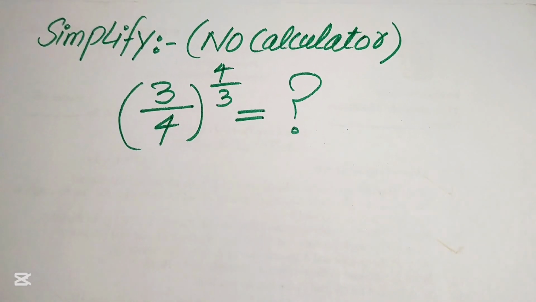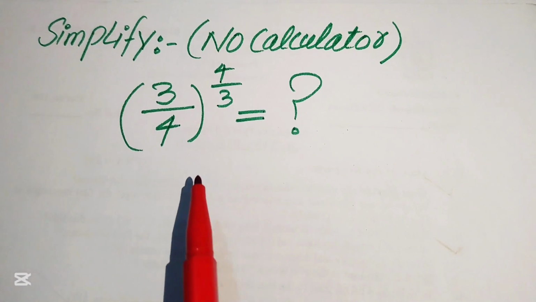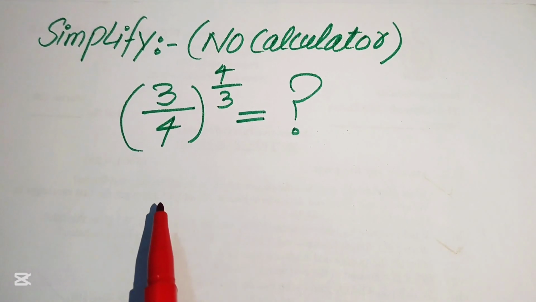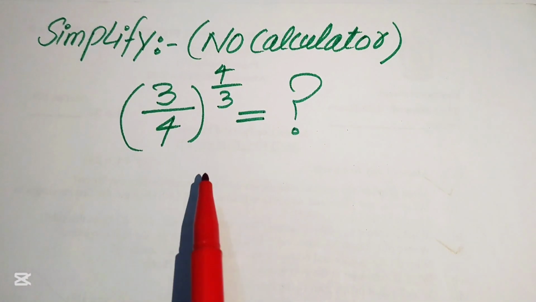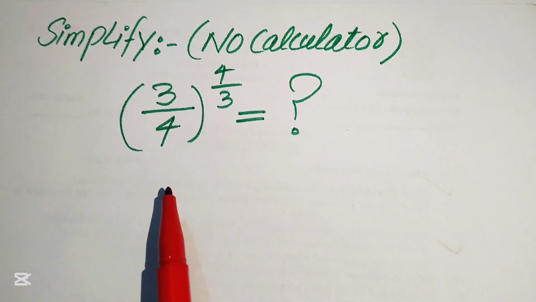So here we have 3 over 4 and its exponent is 4 over 3, and we solve this algebraic expression without using the calculator. Okay, or in other words, calculator is not allowed in this problem.